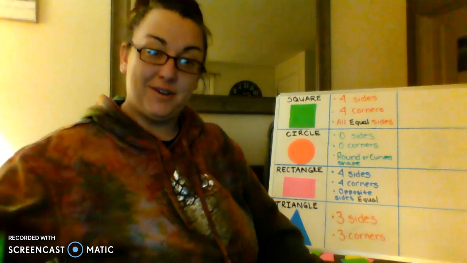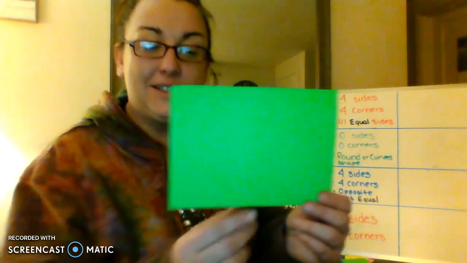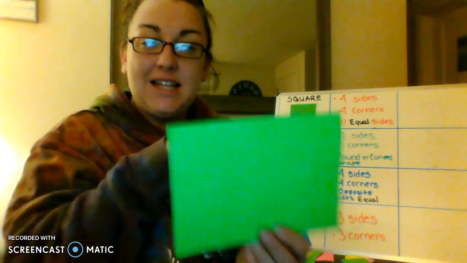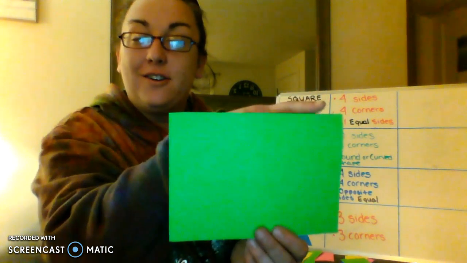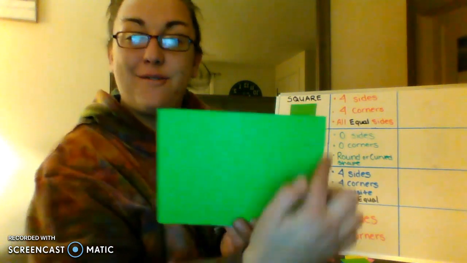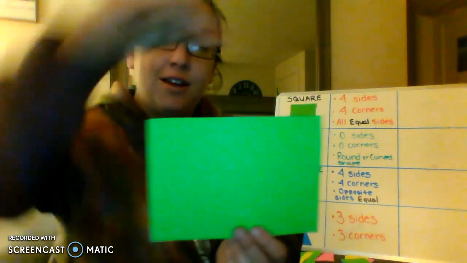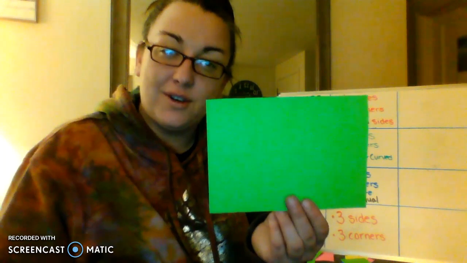Alright, our next shape we're going to talk about is the rectangle. This is a rectangle. What is it? A rectangle. Good job. Let's run our fingers along the sides. Let's count how many there are. 1, 2, 3, 4. A rectangle has 4 sides. And how many corners? 1, 2, 3, 4. A rectangle has 4 sides and 4 corners.